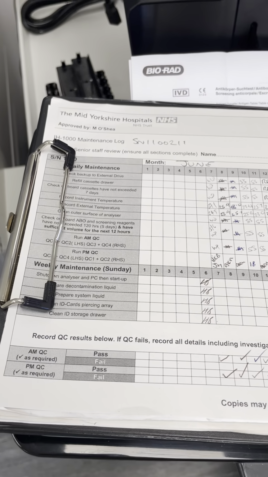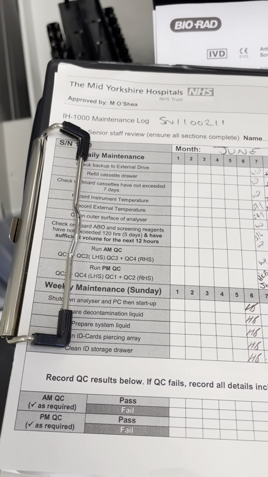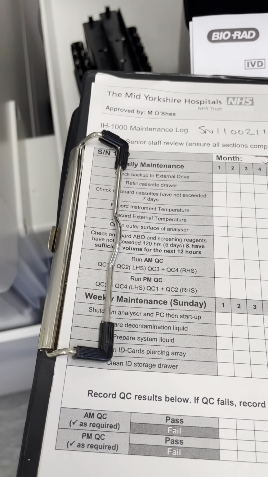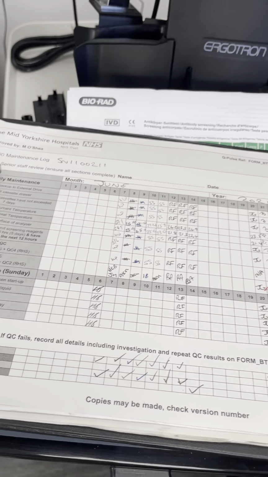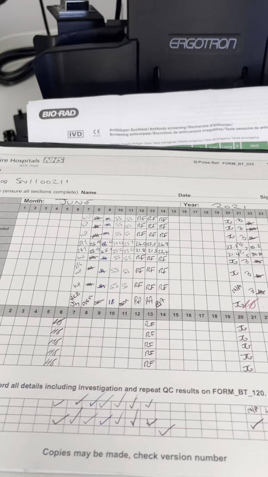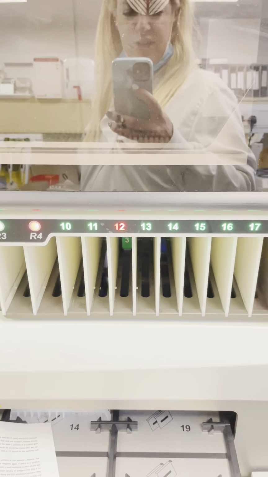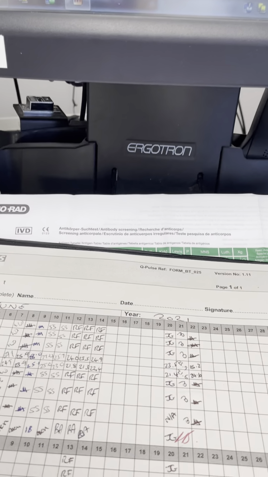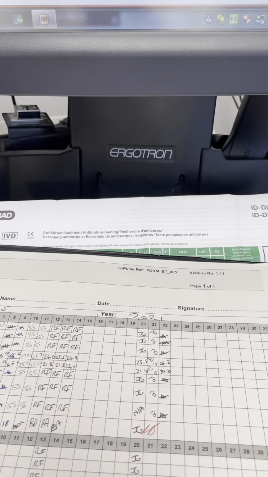So as you can see on there, it tells you exactly what you need to do on your weekly maintenance. And on this analyzer, it is run on a Sunday. So we'll also perform our QCs twice a day on these analyzers on each side, as there's obviously two sides to the analyzer, which means it has two separate probes.